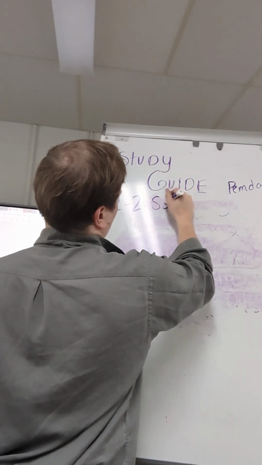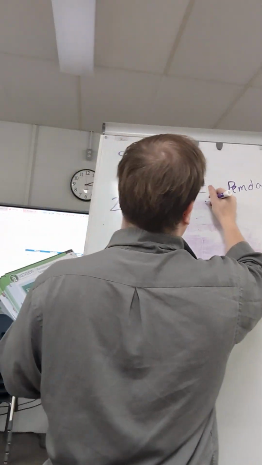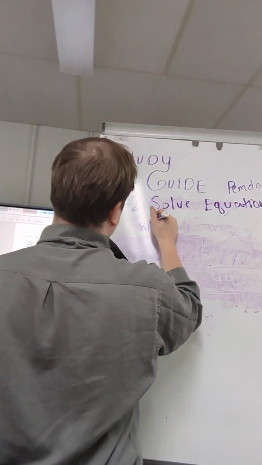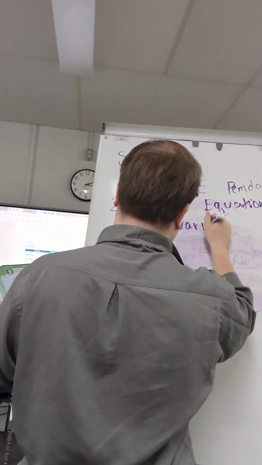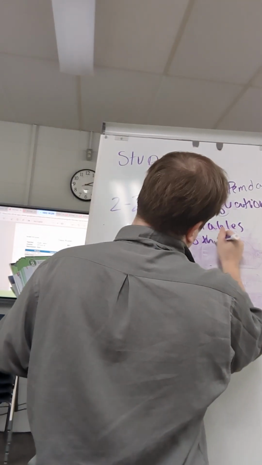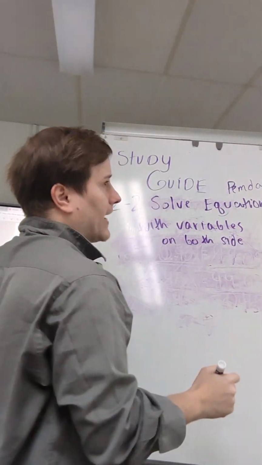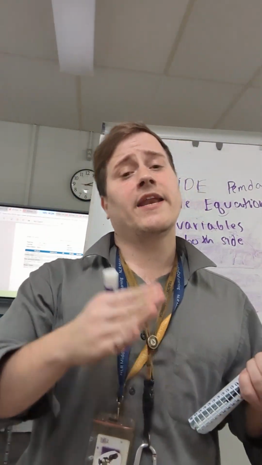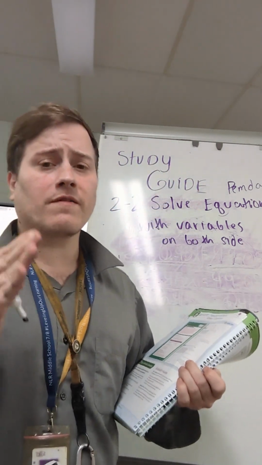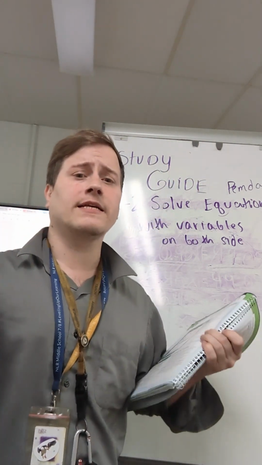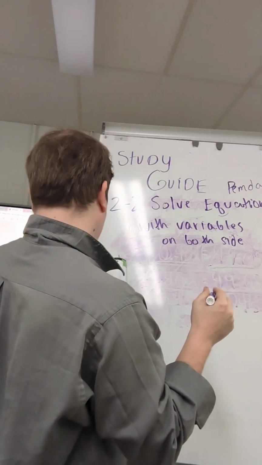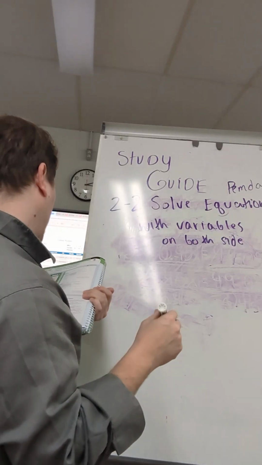Alright, sorry for the brief aside. Solve equations with variables on both sides. So on the last problem, we had variables on one side and non-variables on the other. But that doesn't always have to be the case. Sometimes our variables can both be on the same side, or on different sides. When that is the case, you still can solve.